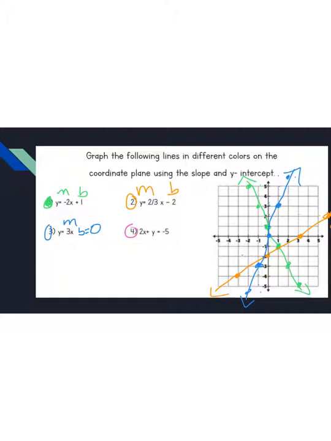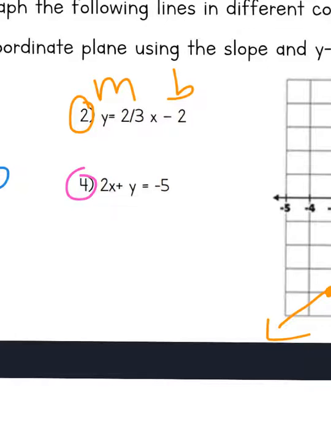And our last one is a kind of a combination, like I was saying earlier, of the two above, because y is not by itself. So I'm going to zoom in on this one. That way we can do some work.